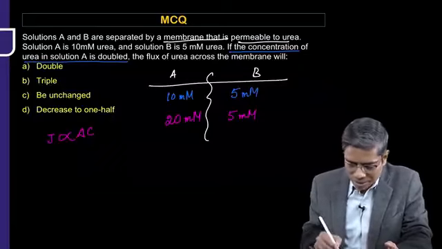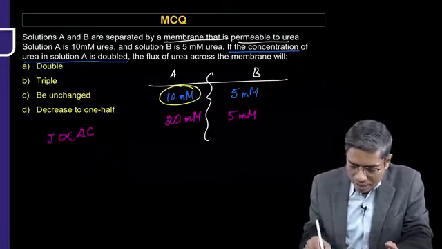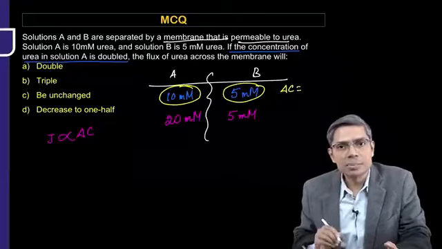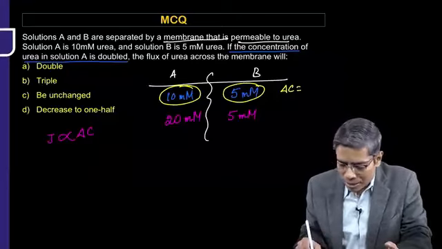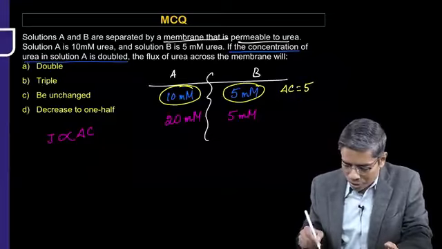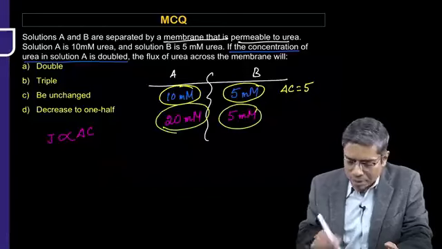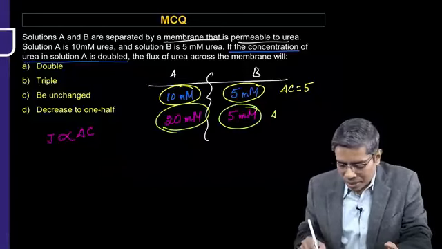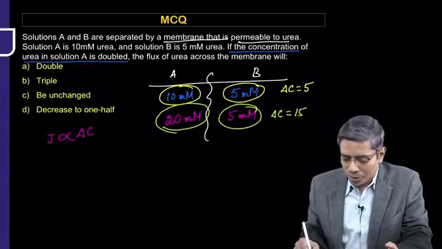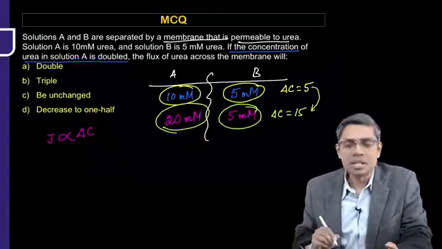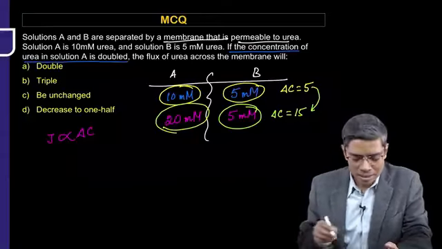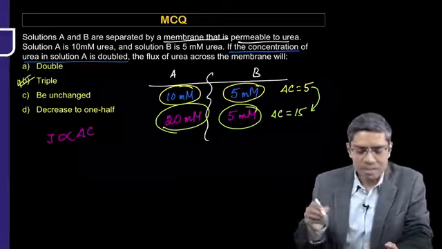In the first case, when it was 10 and 5, the delta C, or the concentration difference between the two compartments, is 10 minus 5, that is 5. But when you change the concentration to 20, keeping the B concentration the same, the delta C is 20 minus 5, that is 15. So because of the change in concentration, the diffusion has increased from 5 to 15. That means a 3 times increase in diffusion.